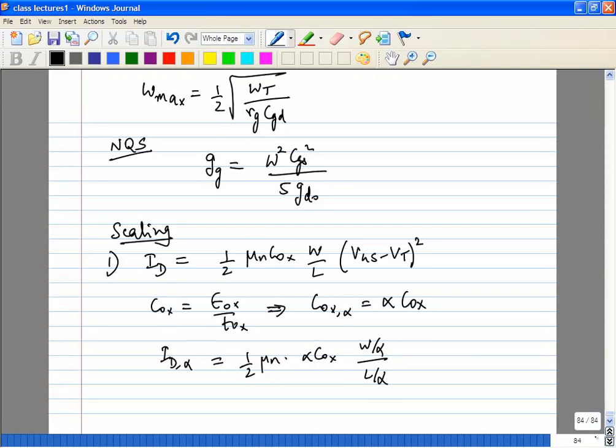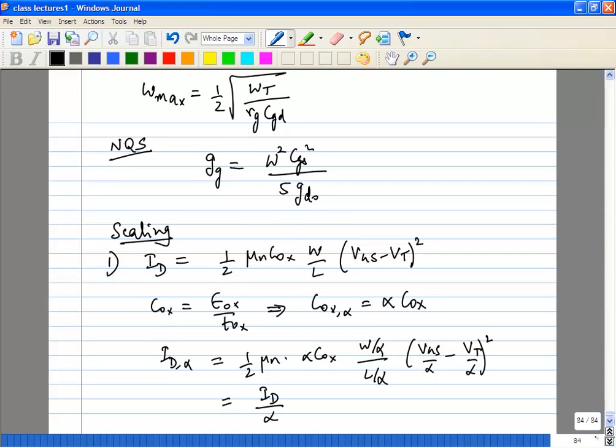So this is the expression for the new ID, and you can cancel out the multiple terms and clearly see that this is your old drain current over alpha. Yes, you're assuming that, remember, we're going to scale all the voltages, so you're assuming gate source voltage also scales by alpha.